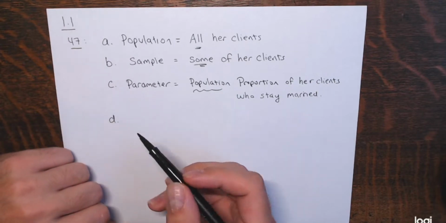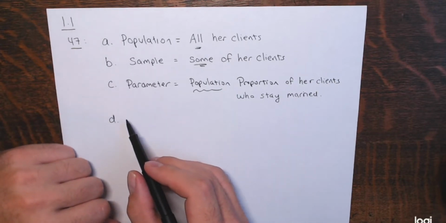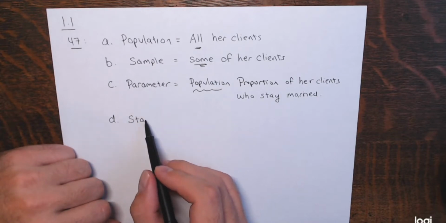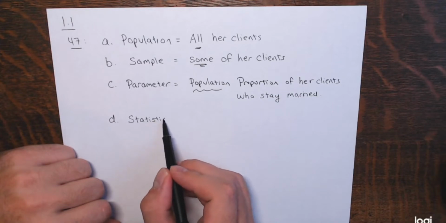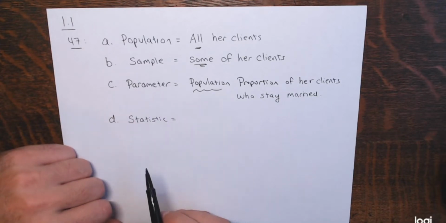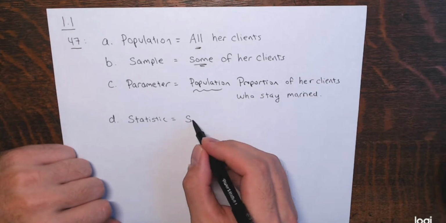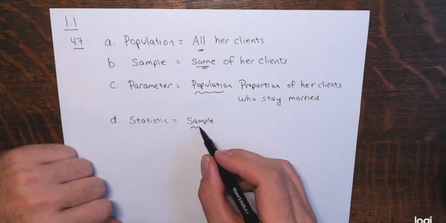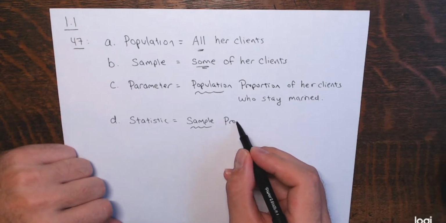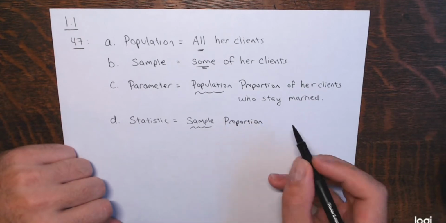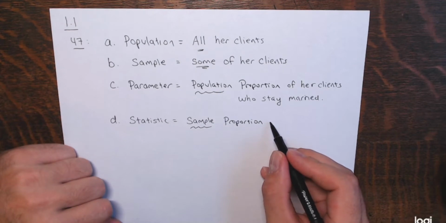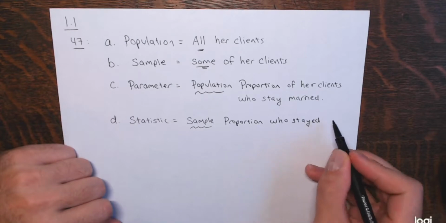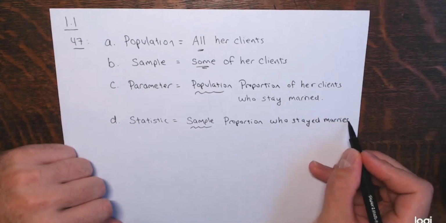But as I said before, usually we don't look at the entire population. What we do is we estimate the parameter with a statistic, a value from the sample. So the statistic here would be the sample proportion of her clients who stayed married. I'll just say proportion who stayed married.